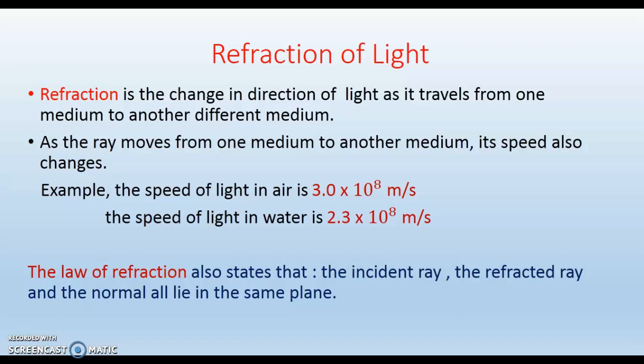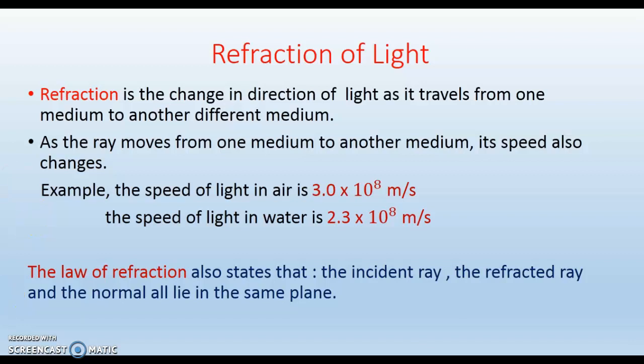We will start by saying that refraction is the change in direction of light rays as it travels from one medium to another different medium. What do I mean by medium? We can talk about media such as water, air, glass. All these media, when light travels through, it may be refracted.